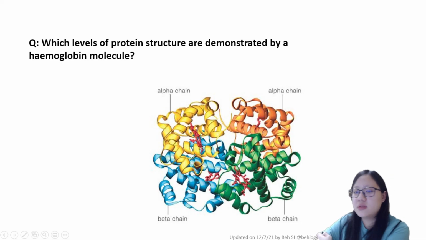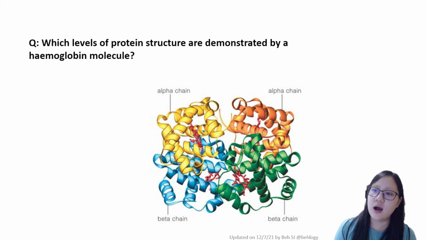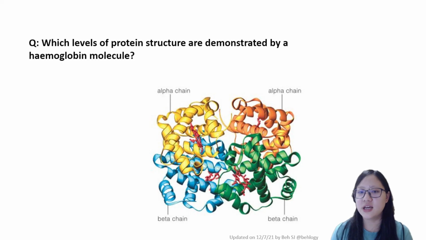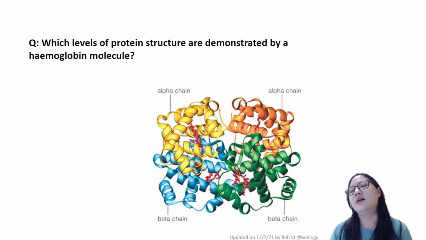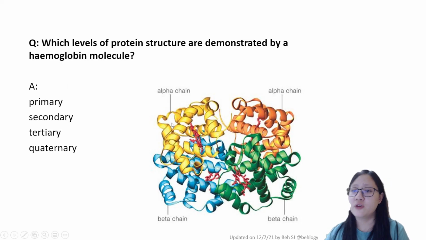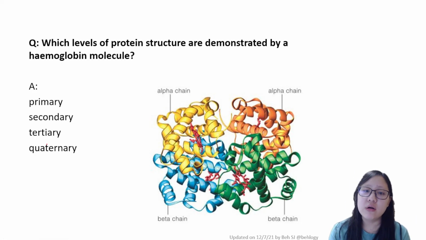So, this is a past year question here, and the question asks, which levels of protein structure are demonstrated by hemoglobin molecule? And because of what I just said, you will go like quaternary only. And the real answer is this, right? The real answer is all 4. Even though it's at the quaternary level, but it demonstrates all 4 levels of structure.